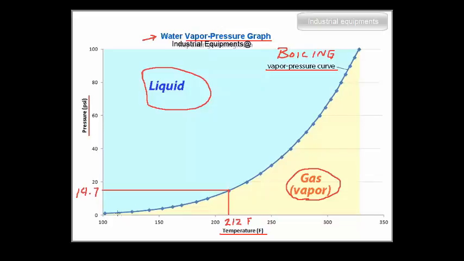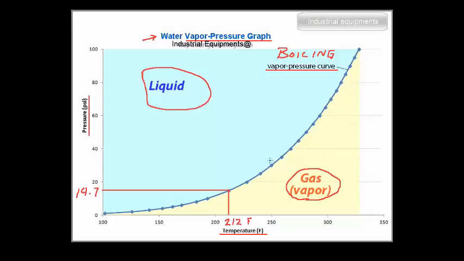In general, lower boiling temperatures correspond with lower pressures, and higher boiling temperatures correspond with higher pressures, as we can see on the graph. Typically, if we want to boil water, we add heat in order to raise its temperature until it reaches the boiling point. We can demonstrate this process on the vapor pressure graph.